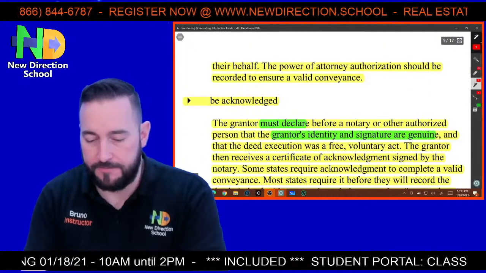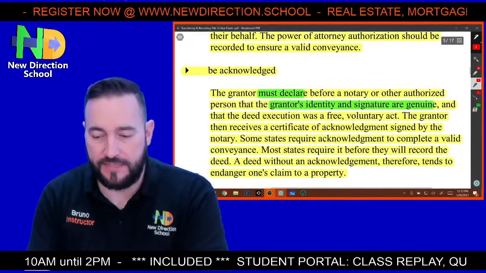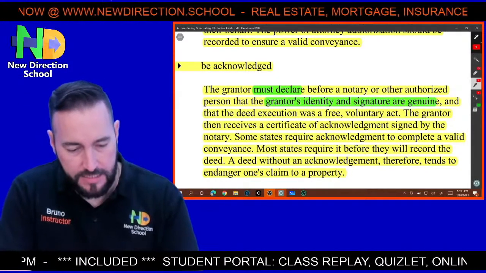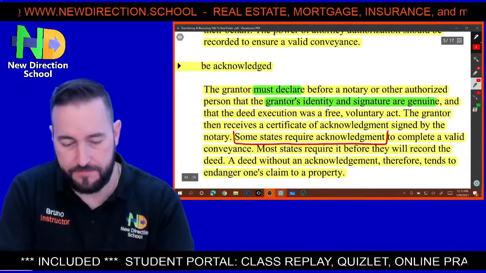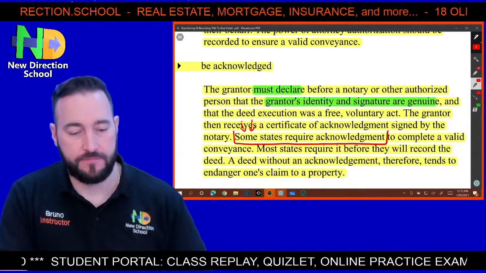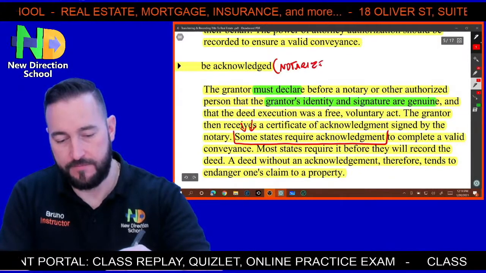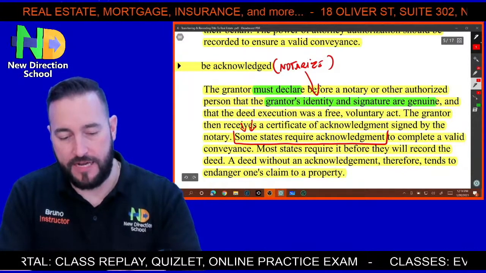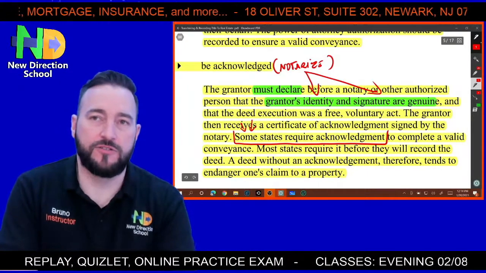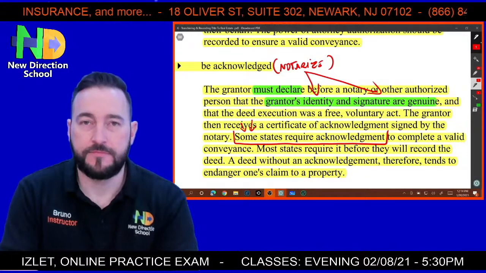And it must be acknowledged. Now, acknowledgement is not required in all states. In fact, it says right here, some states require the acknowledgement, not all states. But what is an acknowledgement? Notarize, for instance, or recognize that the person signing is who they say they are, and their signature is the correct signature. Okay?